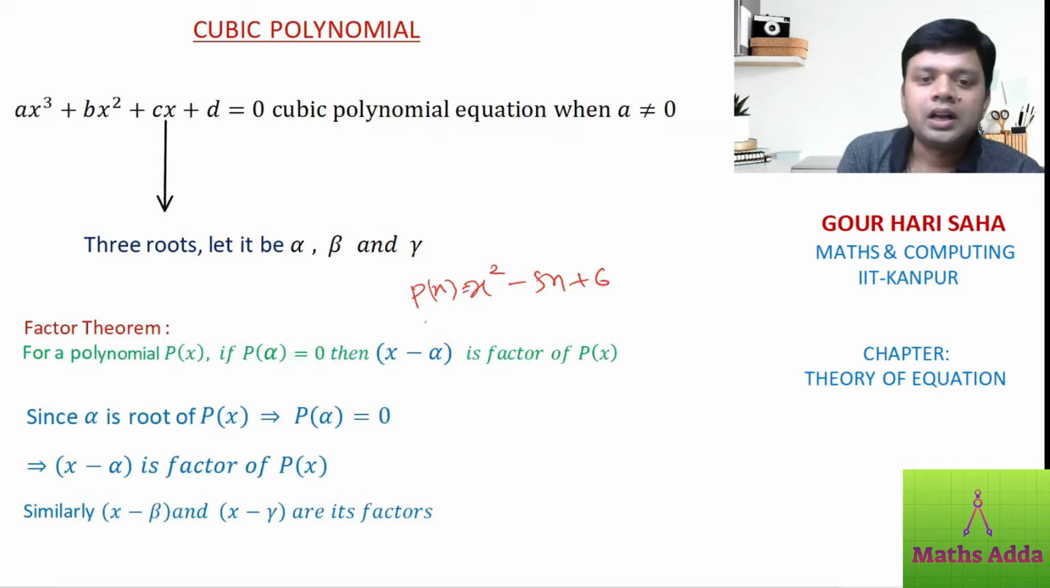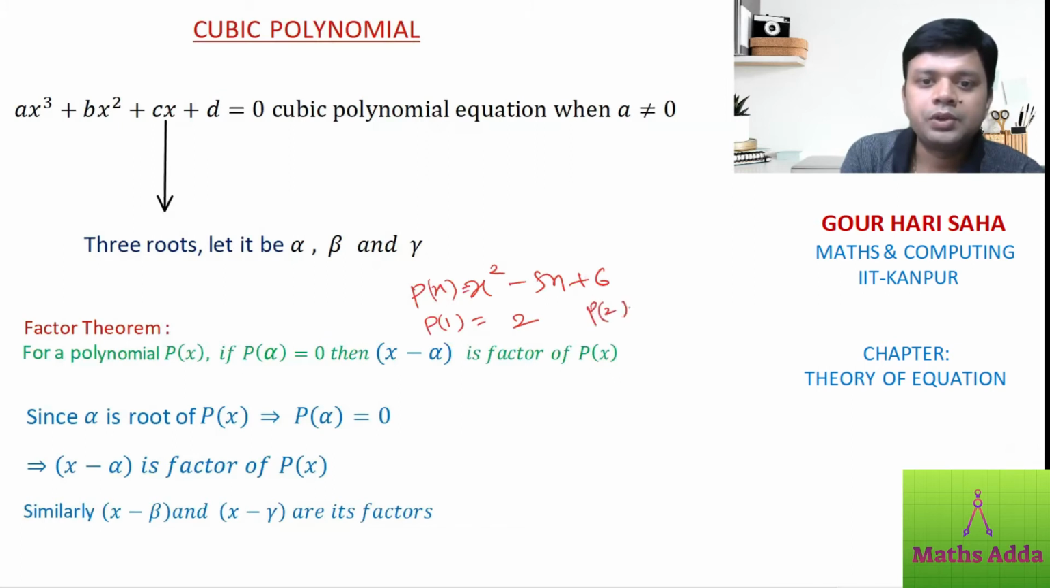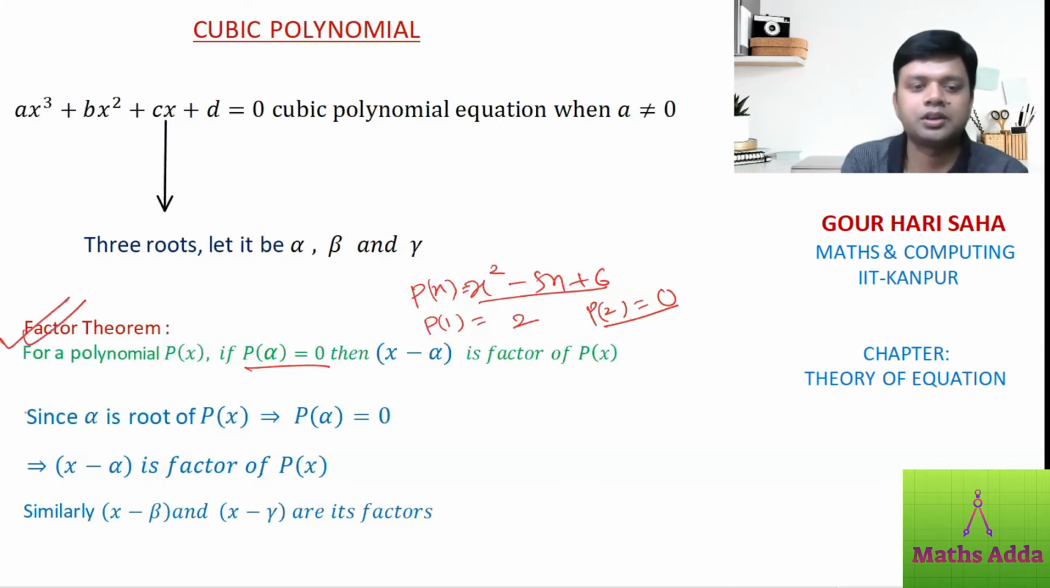I take the example x square minus 5x plus 6. This is the polynomial. Now I want to find p(1). What is p(1)? p(1) is 2. And what is p(2)? p(2) is 0. So I can see p(2) is 0, that is, p(alpha) is 0, so in place of alpha it is 2. You put x equal to 2 here and you got 0, right? This means x minus 2 will be a factor using the factor theorem. That is called the factor theorem. I hope you got it.